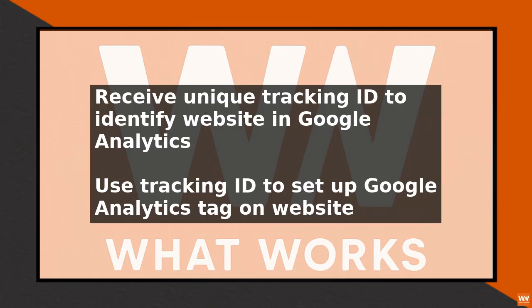To set up the Google Analytics tag, you have two options. You can either use Google Tag Manager or manually add the tracking code to your website. If you choose to use Google Tag Manager, you will need to create a container and add the Google Analytics tag to it. If you choose to manually add the tracking code, you will need to copy and paste the code into the head section of your website's HTML. This code is usually provided by Google Analytics and looks like a JavaScript snippet.